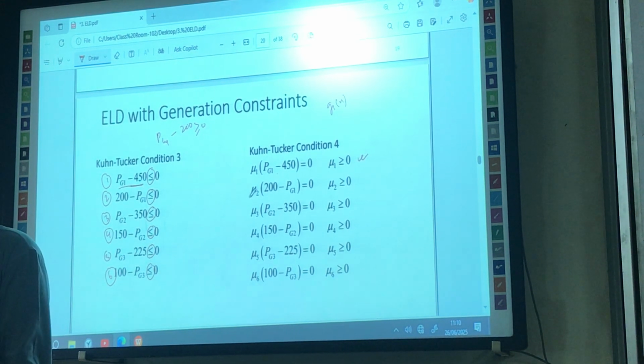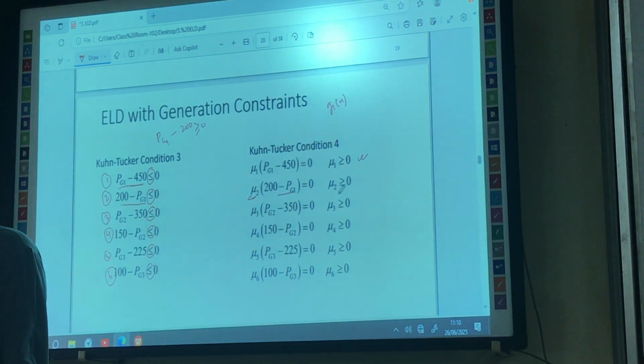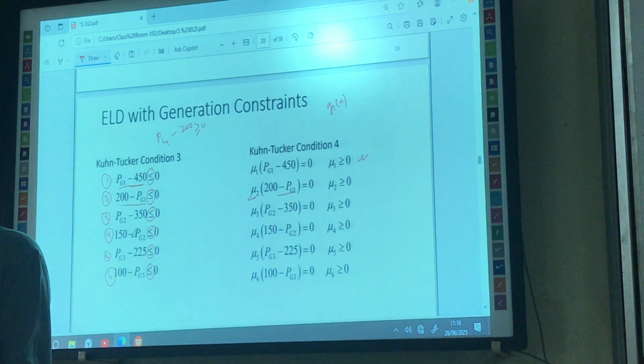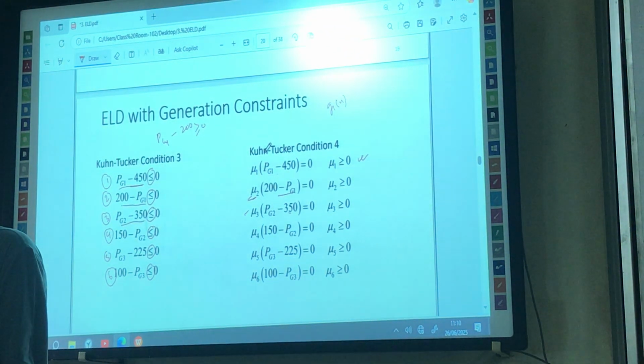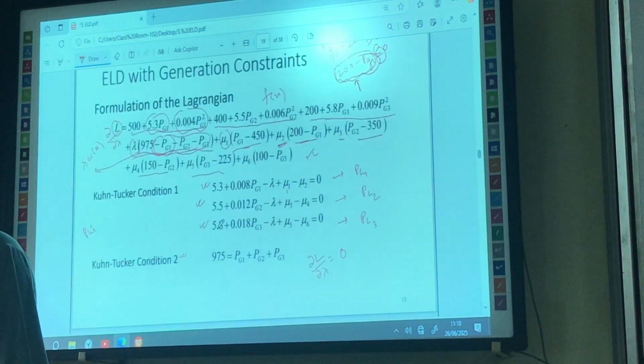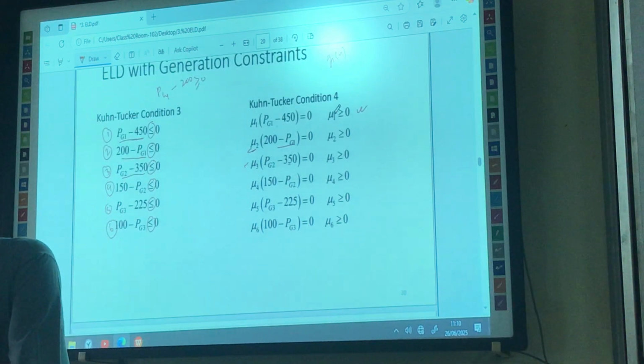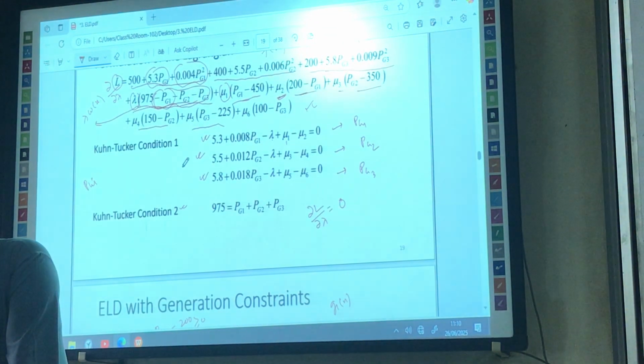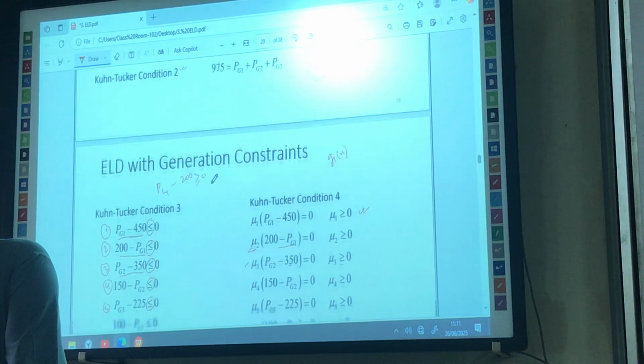Similarly, this is the mu2. What is the g2 of x? This equals to 0. And mu2 is greater than or equal to 0. Then mu3 multiplied by this g3 of x equals to 0. mu3 will be higher than or equal to 0. So in this way you will get another 6 equations here for the KKT condition 4. Okay. Any confusion here? So we have applied all 4 KKT conditions from 1 up to 4. Okay. So in these 4 conditions, how many unknown variables are there?